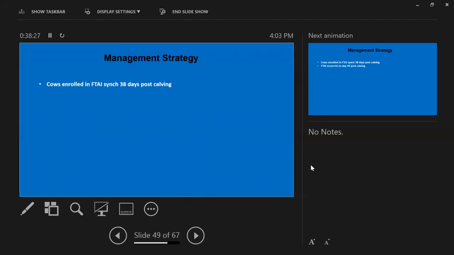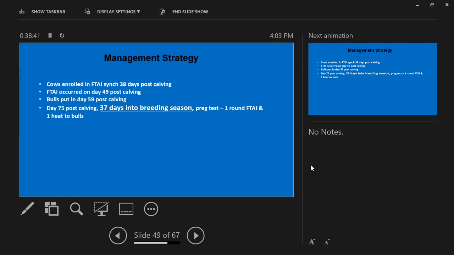What they were aiming for in this is that the cows were enrolled into a fixed time AI program 30 days after calving. Then on day 49, which was after the synchronization, they were all AI'd. The bulls were then put in the paddock 10 days later with those cows. And on day 75 post calving, 37 days after the start of the breeding season, they did a preg test to follow up on that round of AI and the bulls in the paddock.